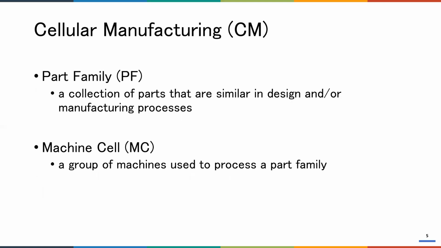And in CM, we will use two terms. The first one is the part family, and the second one is the machine cell. The part family, or PF, is a collection of parts or products that are similar, either in design, shape, or manufacturing processes. And the machine cell is the cell itself, the group of machines used to process the PF, or the part family.